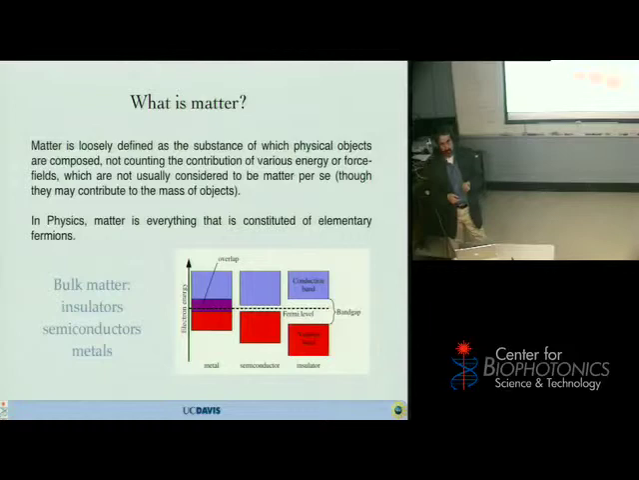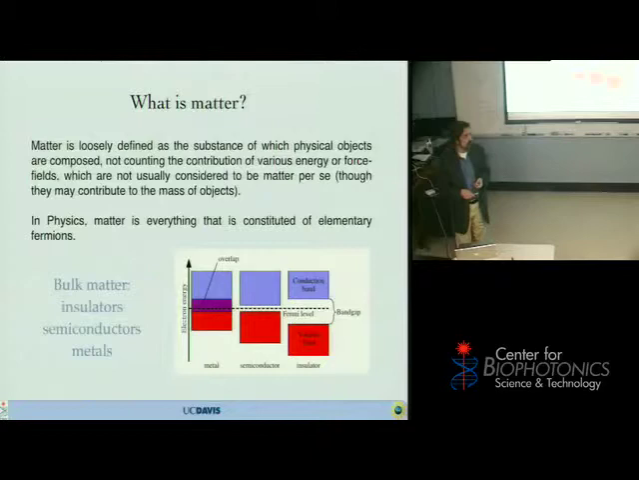And bulk matter can be seen as metals, where the conduction and the valence band overlap, so you have electrons that can flow through the material. Then you have semiconductors, where you have a small band gap. Electrons cannot flow freely, but you can help them flow. And then you have insulators, where you have a large band gap. Electrons cannot flow through these materials.